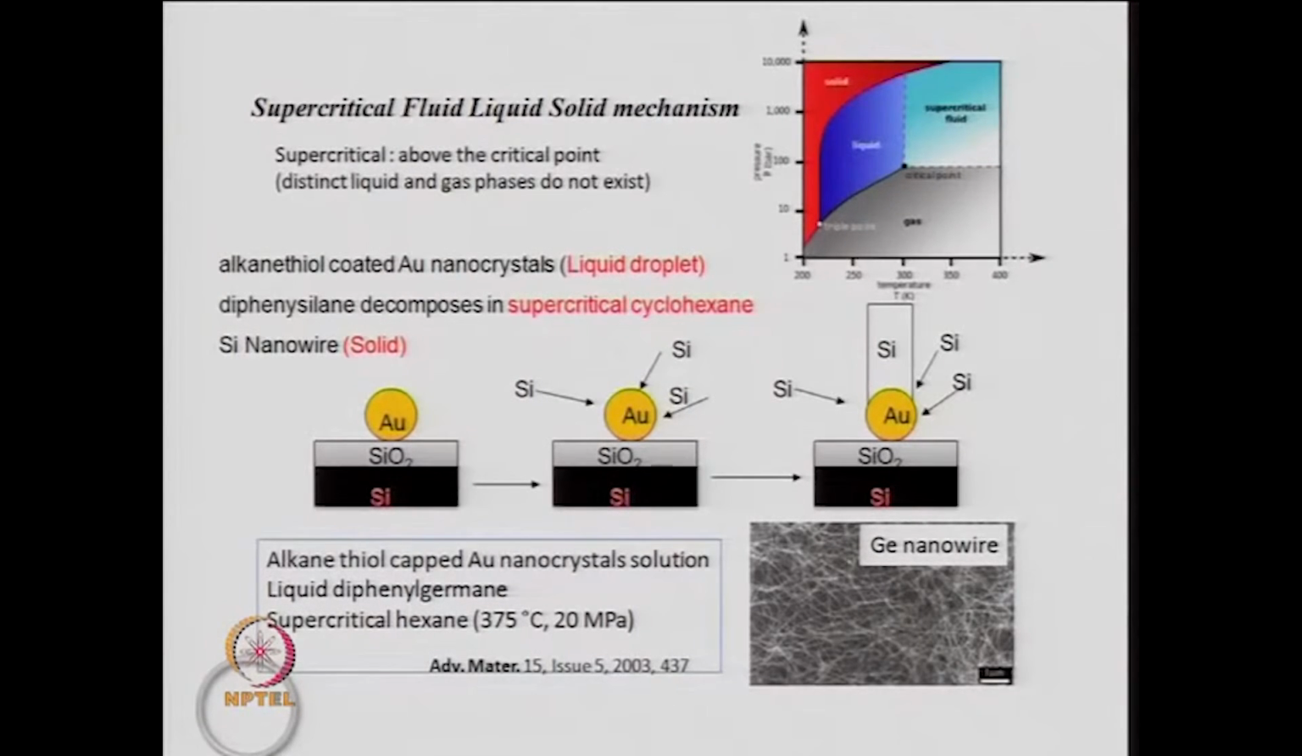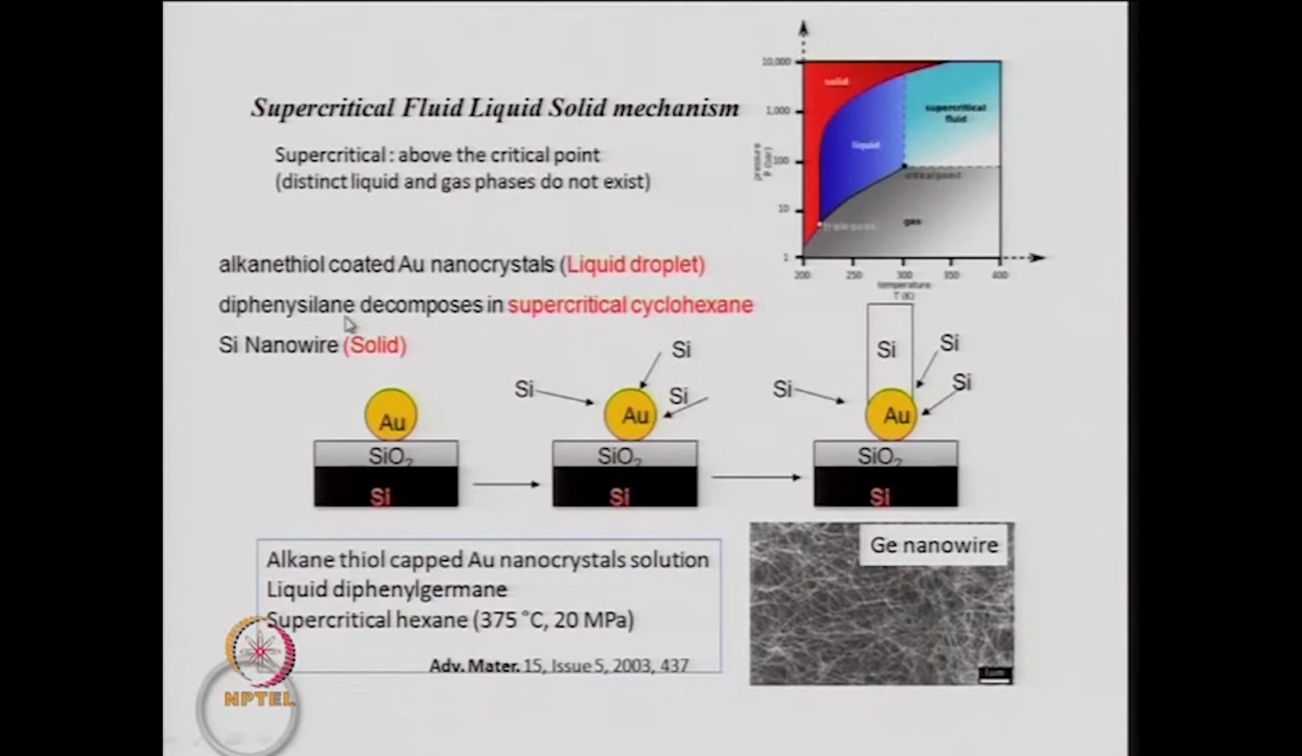gold is passivated. On the surface of this gold you have got alkane thiols. These are chain like molecules, and as an alkane thiol has a sulfur at the end of the chain, that sulfur binds to the gold. So, alkane thiol coated gold crystals we will always have gold with some sulfur at the end, and this droplet is then passivated, we say, and then you bring it close to the diphenyl silane in supercritical cyclohexane.